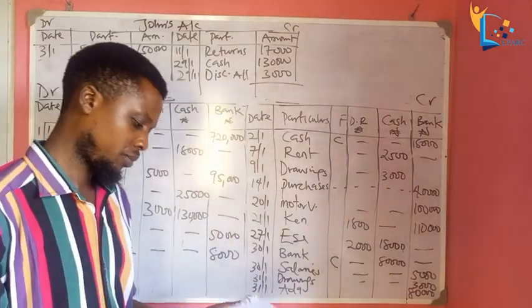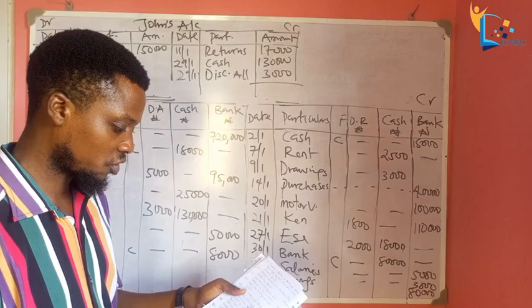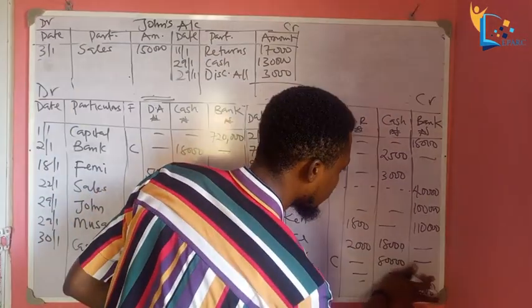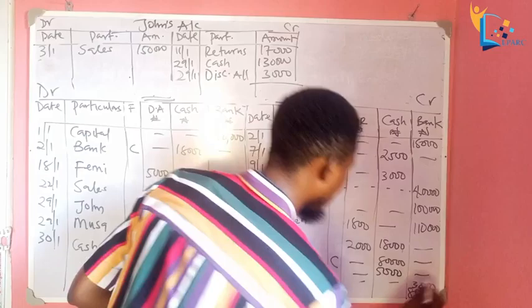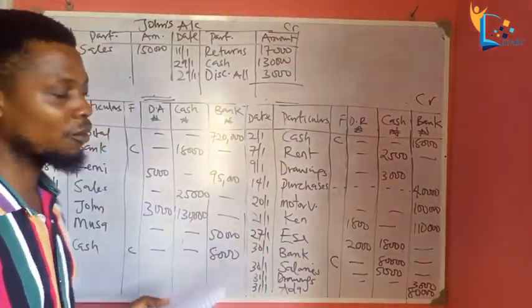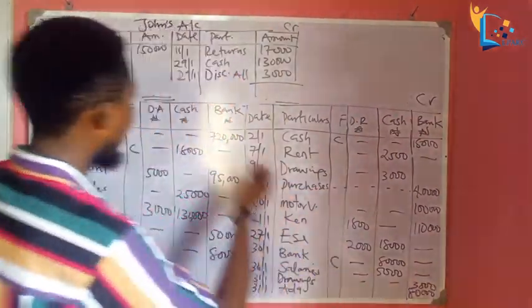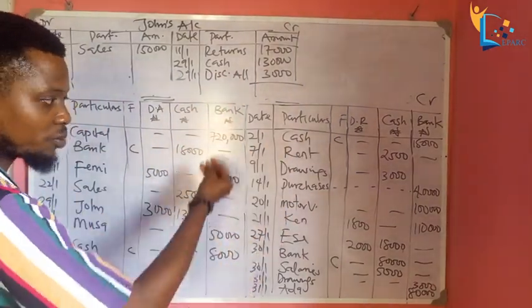Are we together? Sorry, on that 30th, salaries is by cash, not check, please. By cash. Okay? Cash, 5,000. Not check. Okay? So this is how we balance our account. We add this column and add this column. Whichever side is greater, we deduct the other side from it.